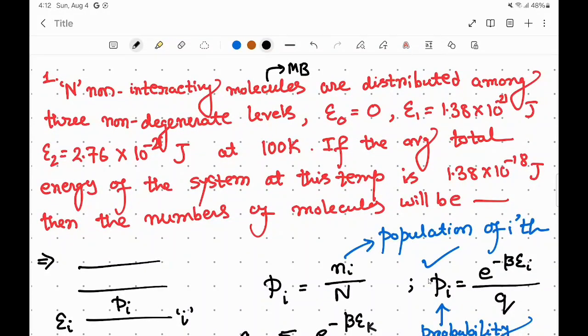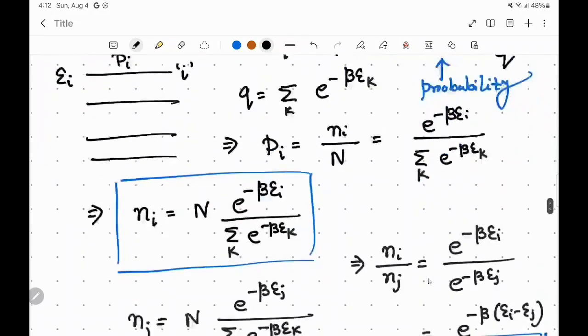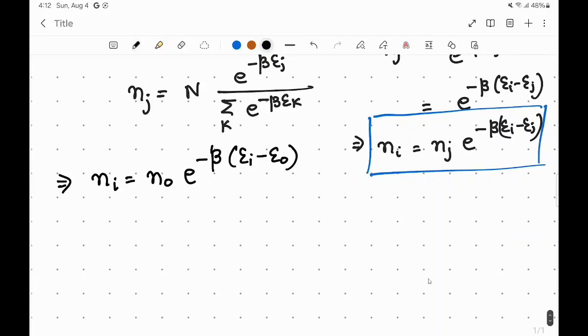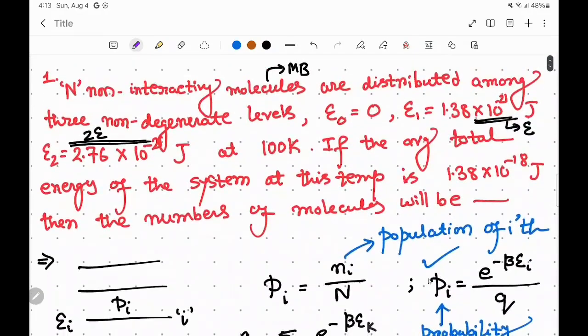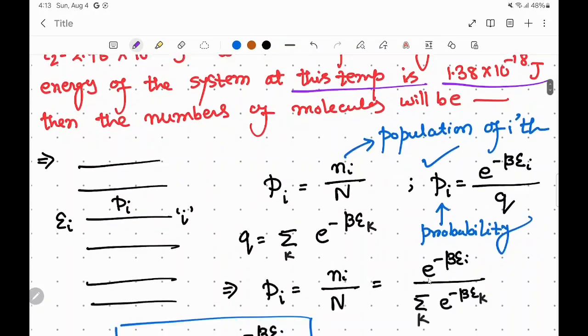Say non-interacting Maxwell-Boltzmann particles are there, and three energy levels are there. What I used yesterday, let's say this value is epsilon, then it will be 2 epsilon. So the levels are 0, epsilon, 2 epsilon. Three energy levels are there, and N non-interacting particles are there. We have to find out this value of N. What they have given is the total energy of the system at its temperature.